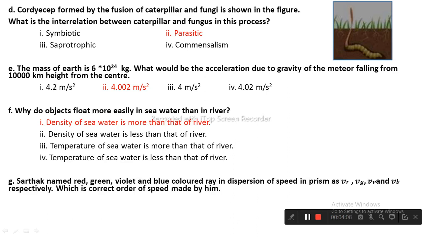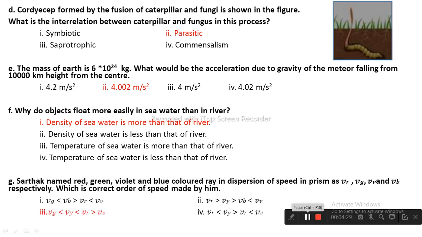Next one, Sarthak named the red, green, violet, and blue colored rays in dispersion of light in a prism as VR, VG, VV, and VB respectively. Which is the correct order of speed made by him?